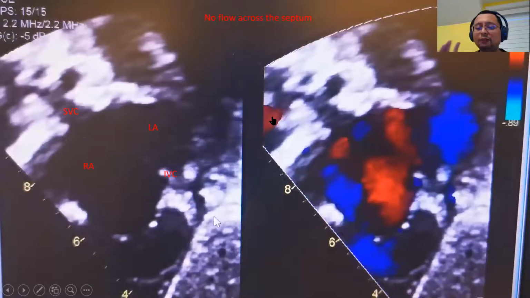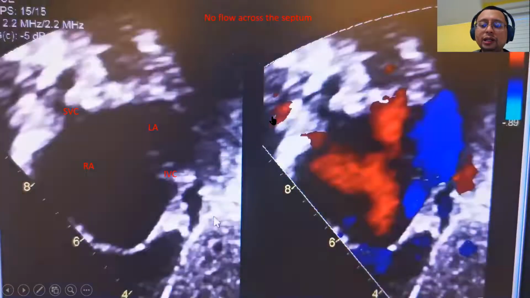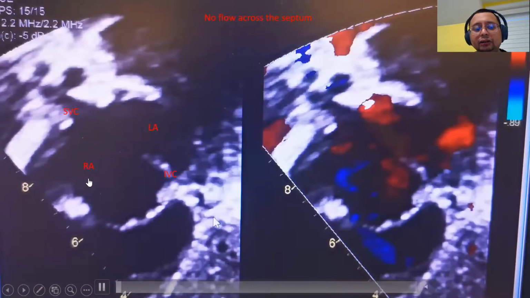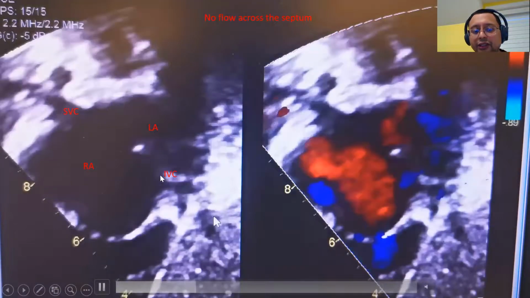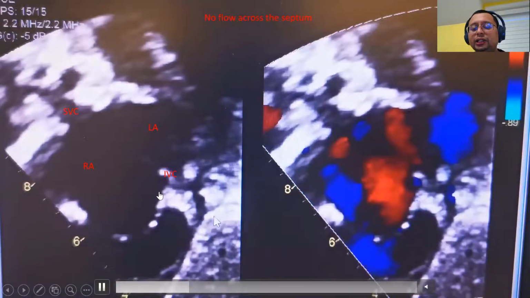Right, so this is a subcostal bicaval view. I show you this again and again because this is not a familiar view that we see as adults. IVC, SVC, right atrium and left atrium. Look at that eustachian valve. People have a myth that the eustachian valve is mobile.